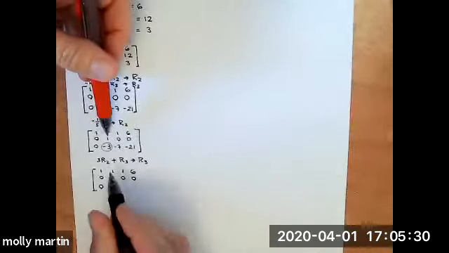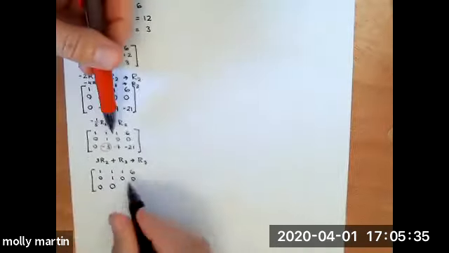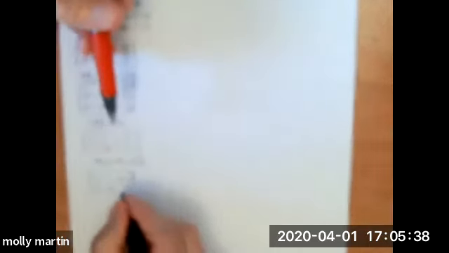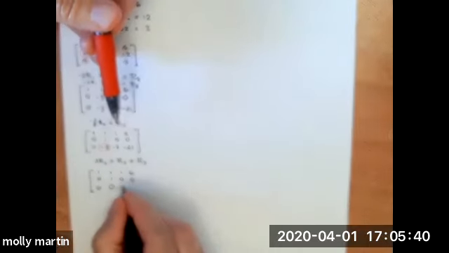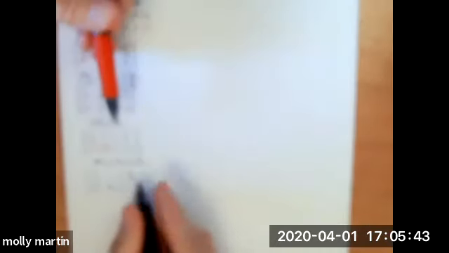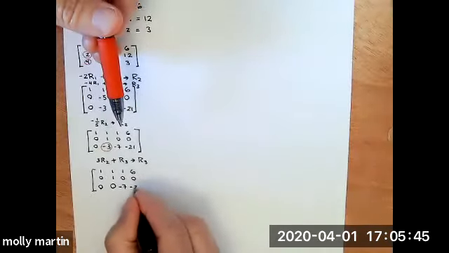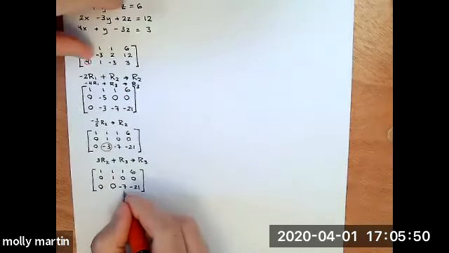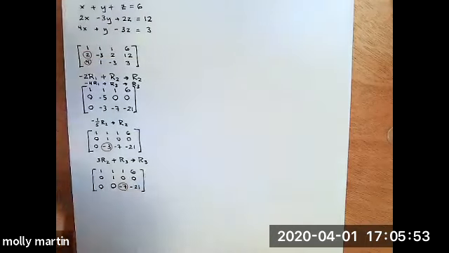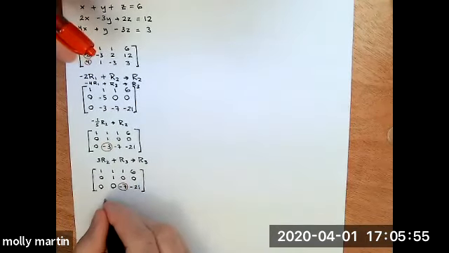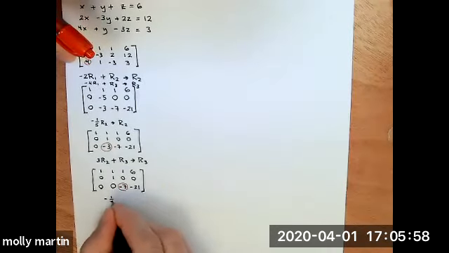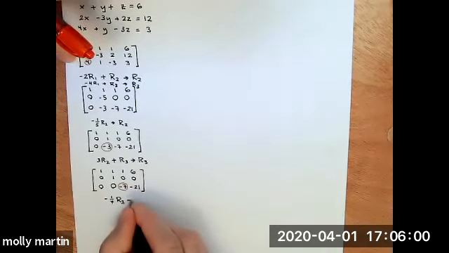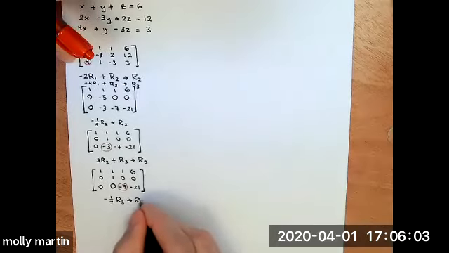So 0 plus 0 is 0. 3 and -3 make 0. 0 and -7 make -7. 0 and -21 make -21. And now I want to make this into a 1. So -1/7 row 3 gives me a new row 3.